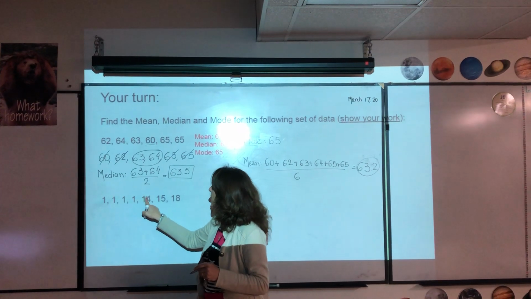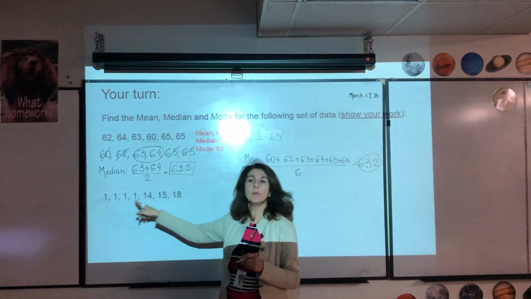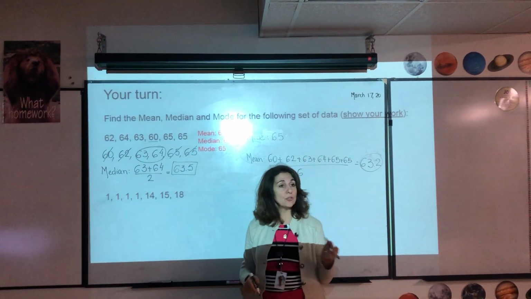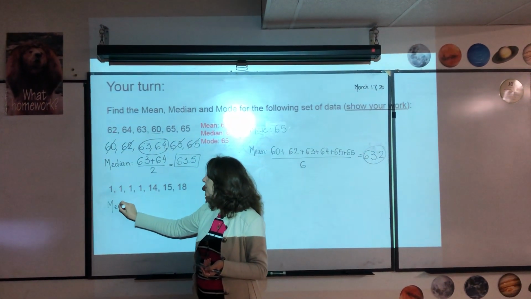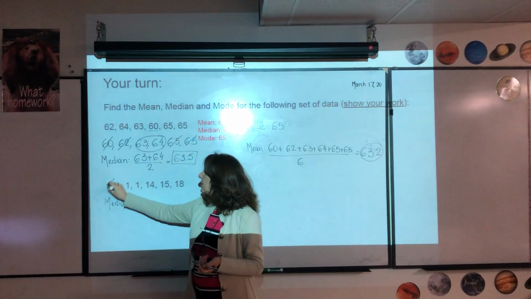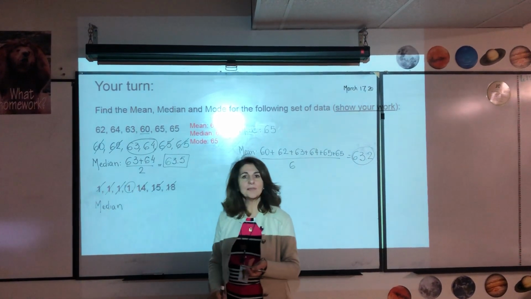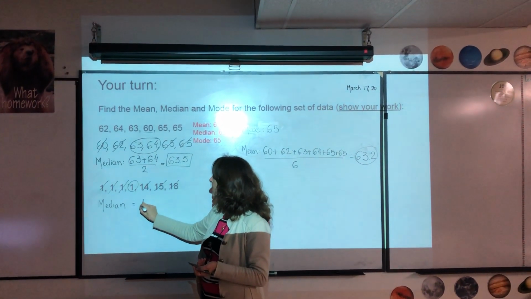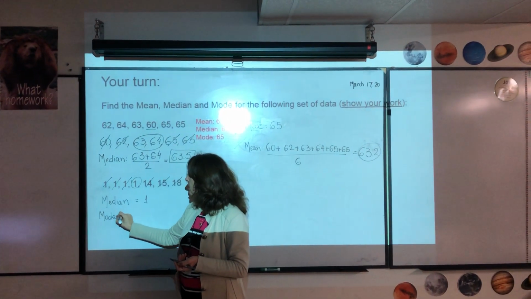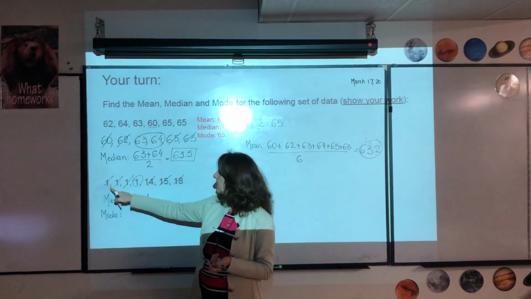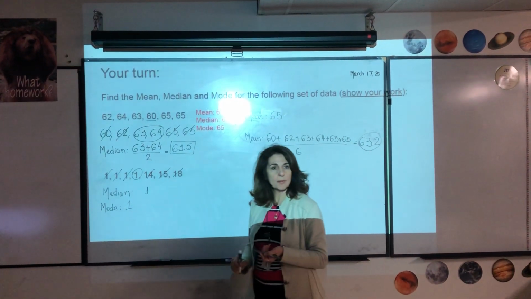1, 2, 3, 4, 5, 6, and 7 numbers. They are already in order from least to greatest, so I do not need to arrange the numbers. So what do I have to do? Median is going to be the number that is left right in the middle. So the median here is 1. Let's see the mode. The mode is going to be what? The one that appears more often. In this case, it's also the number 1.